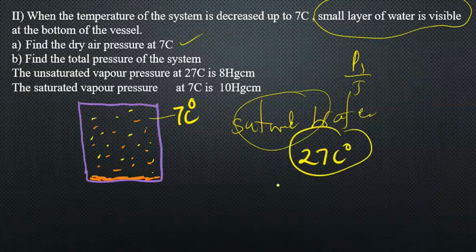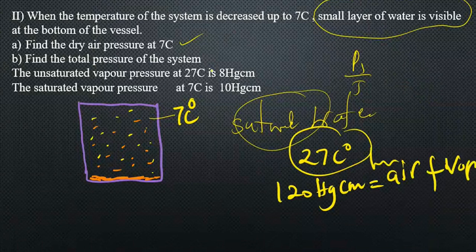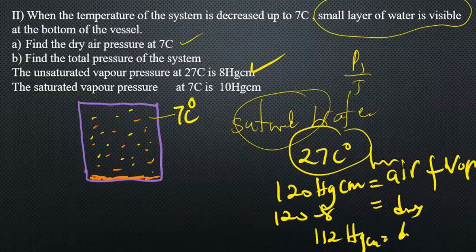So now at 27 degrees Celsius we have 120 Hg cm, which combines dry air plus vapor, right? They have given us at 27 degrees Celsius 8 Hg cm, that is the vapor pressure. So we can remove it. 120 minus 8, that's the dry air pressure. So we have 112 Hg cm dry air pressure. We can apply gas laws to this dry air pressure now, right?